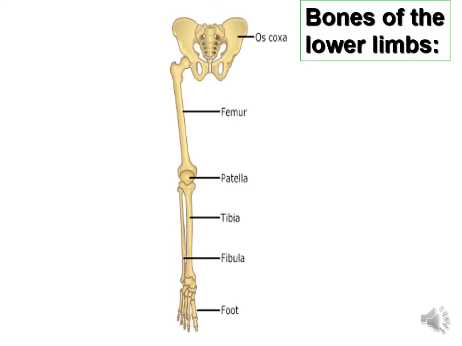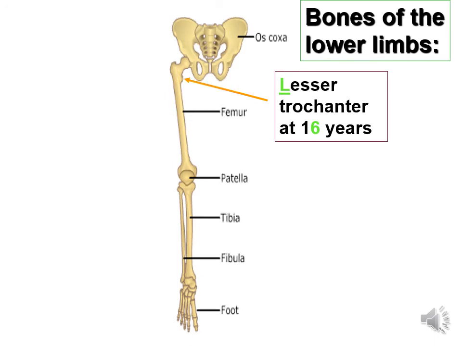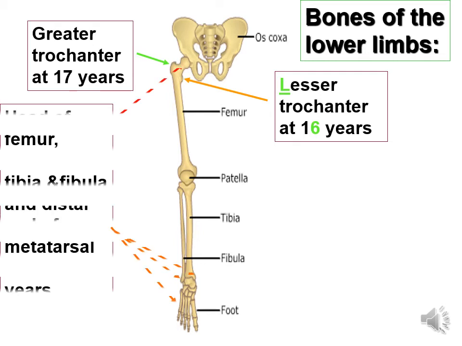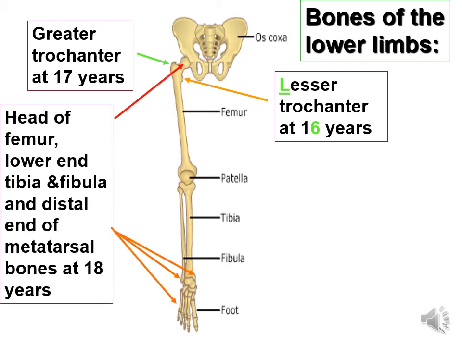Okay. First things first, the first bone to unite is the lesser trochanter. It's this small projection in the femur. It unites with the shaft at the age of 16, followed by the greater trochanter, a bigger projection in the bone. It unites at the age of 17. And head of femur, lower ends of tibia and distal end of tibia and fibula, and the metatarsals all unite at the age of 18.